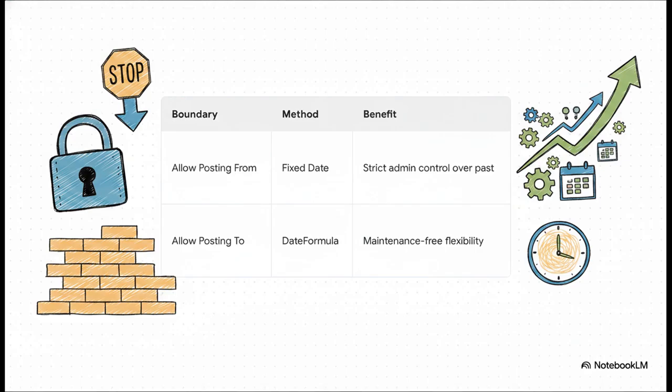You set your allow posting from using a strict fixed date. This acts as a hard wall. Users absolutely cannot shift their workdate to post into a closed past period. But for your allow posting to boundary, you use a date formula like CM for current month. This gives you strict administrator control over your history while keeping the future completely dynamic and maintenance-free. It's literally the best of both worlds.